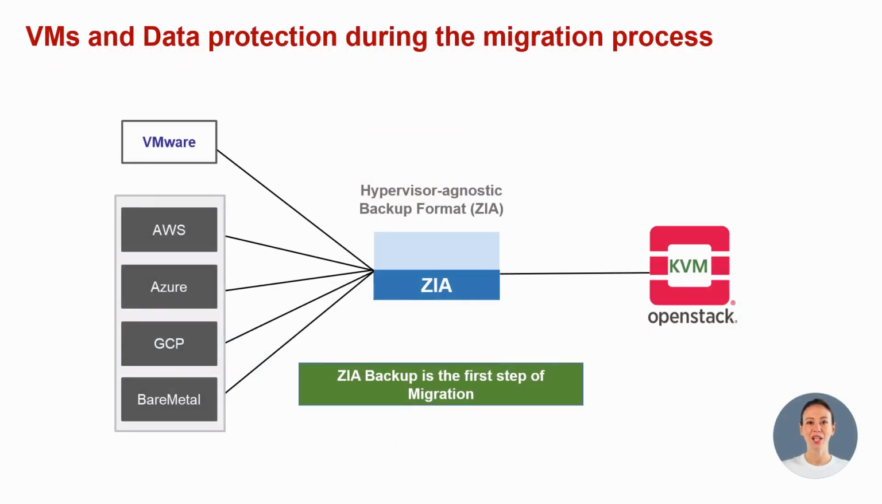Another mission is to protect VM and data during the migration process. ZIA is a hypervisor-agnostic backup format. As the first step of migration, organizations back up VMware's VMDK in a ZIA format. In this way, you can protect the VMs and data in the first step of migration. The second step is to migrate the ZIA backup image to OpenStack.